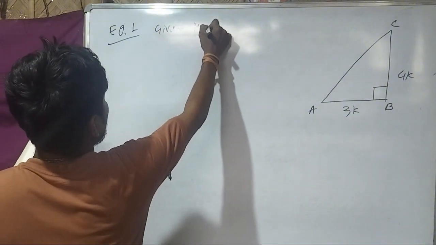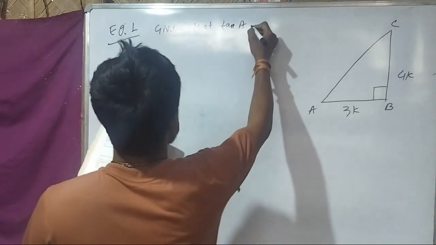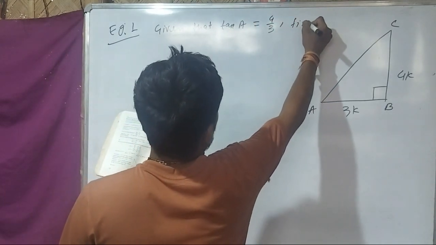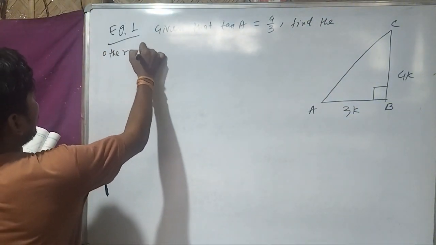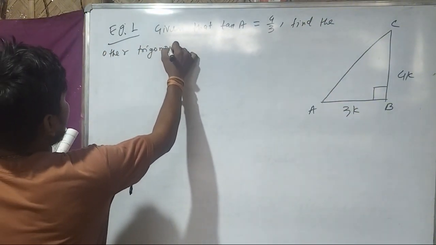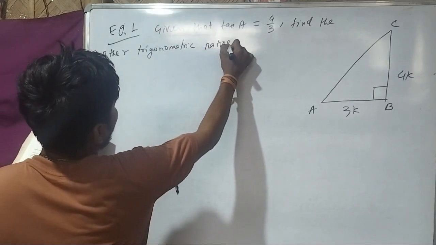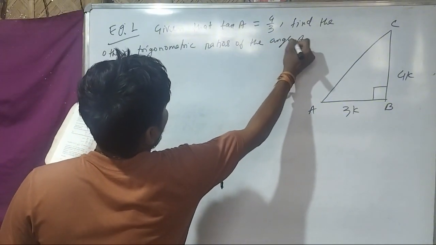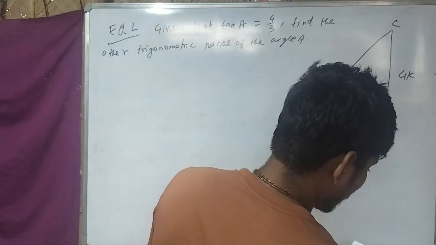Given that tan of angle A is 4 by 3, find the other trigonometric ratios of the angle A.